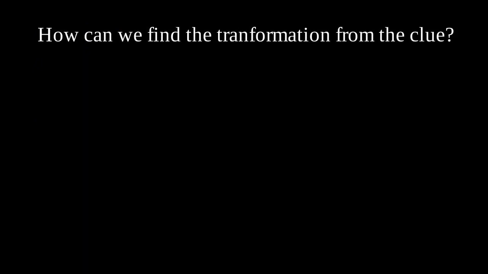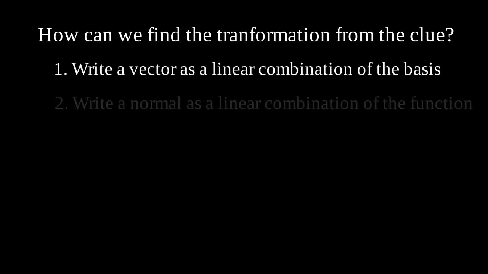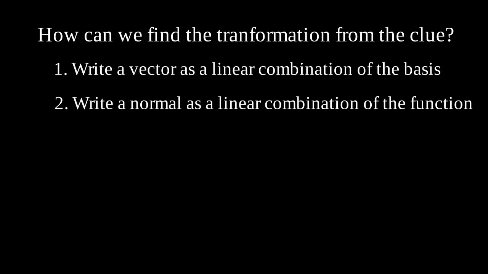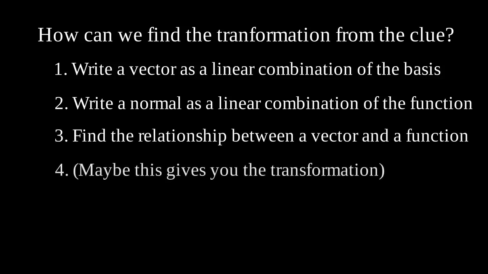You try to write all the detail. Here's your plan. 1. Write a vector as a linear combination of the basis. 2. Write a normal as a linear combination of the function. 3. Find the relationship between a vector and a function. 4. Maybe this gives you that transformation. And 2 and 4 could be tricky.